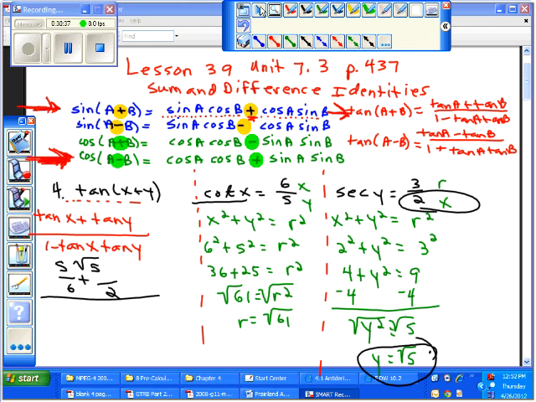Over 1 minus tangent x. We've already figured that out. It's 5/6. Times tangent y. We've already figured that out. It's square root 5 over 2, right? So here's what we've got.